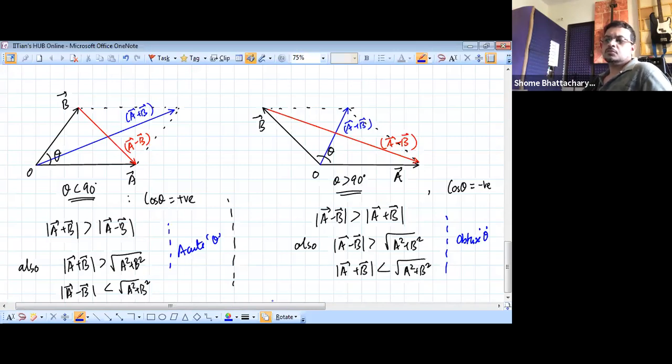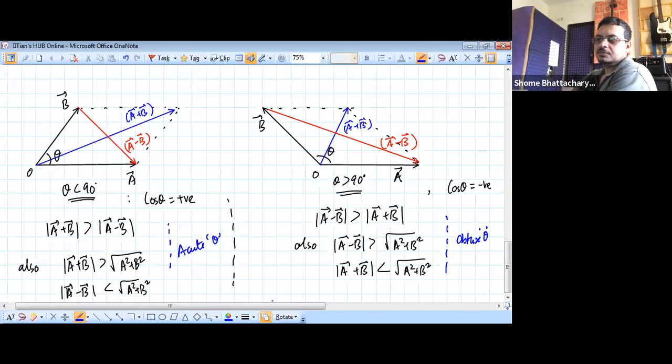Yeah, so see what you know from triangle law, triangle inequality, that when cos theta is positive, then mod a plus b is greater than mod a minus b, and mod of a plus b is also greater than root of a square plus b square. Because mod a plus b is root of a square plus b square plus 2ab cos theta, and when theta is acute, cos theta is positive. Similarly, when theta is obtuse, cos theta becomes negative. So mod a minus b actually becomes larger than mod a plus b because cos theta is negative, and that's why mod a minus b is larger than root of a square plus b square, and vice versa.